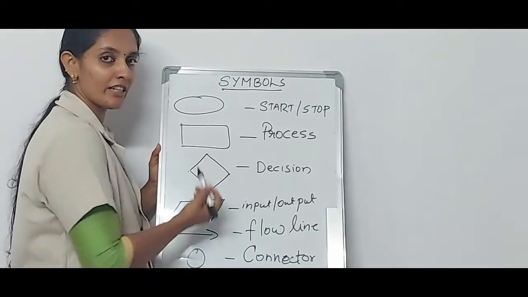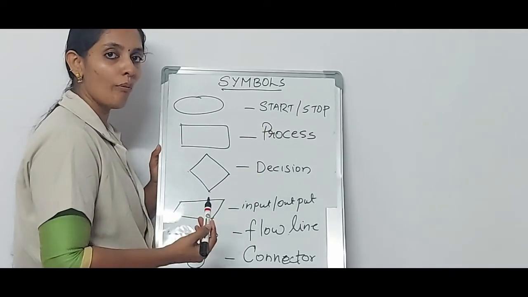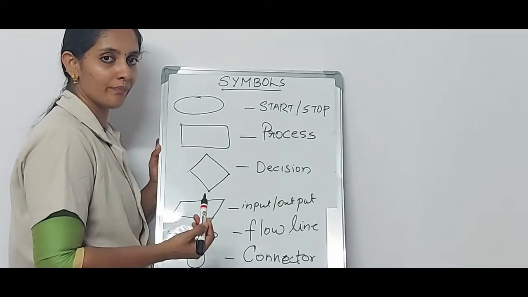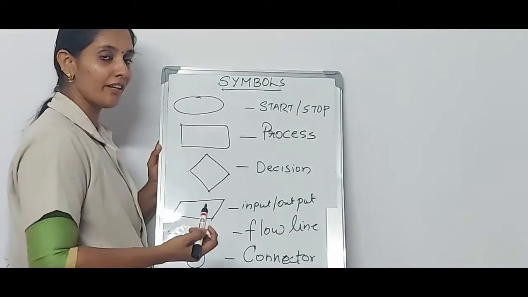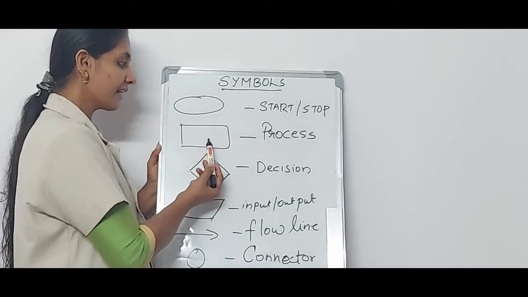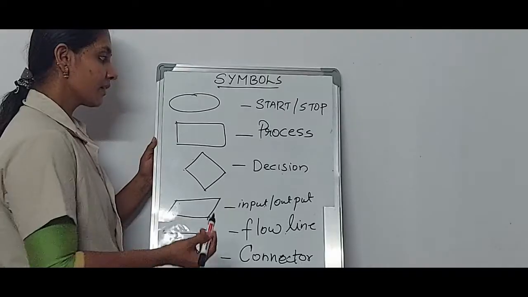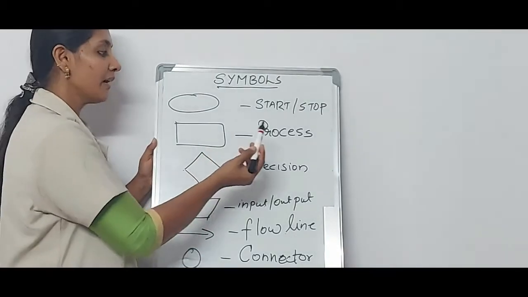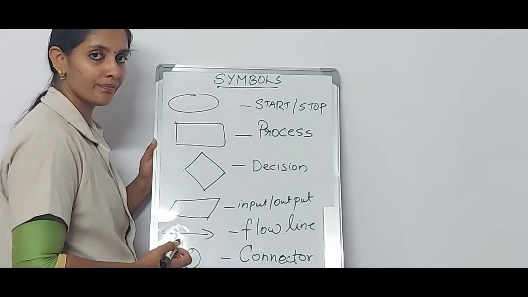It is in oval shape that represents start or stop of the program. That is, start or stop of the flowchart we can represent using this oval shape. Then next one, the rectangle shape represents process. So this rectangle shape represents process or action in a program.